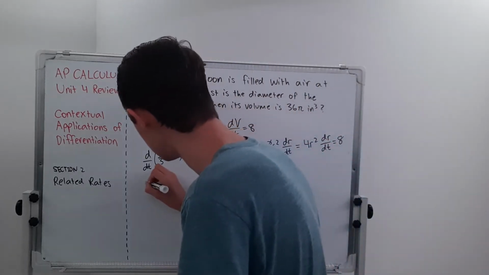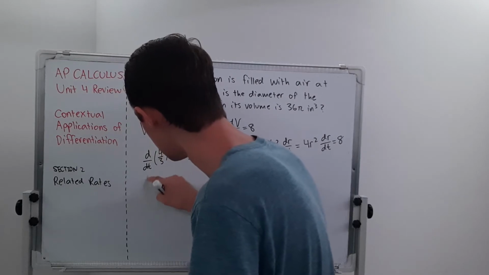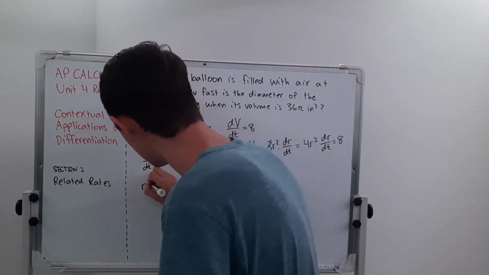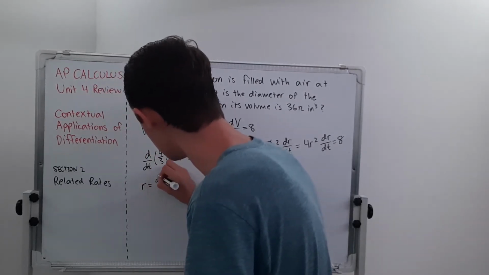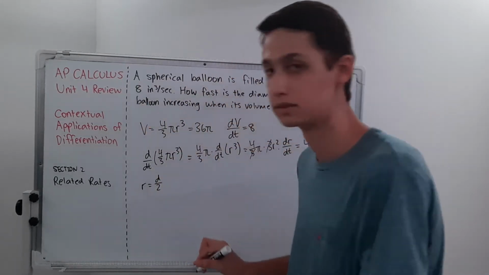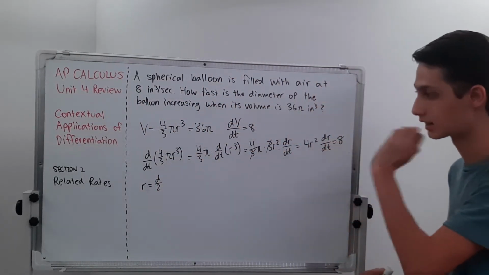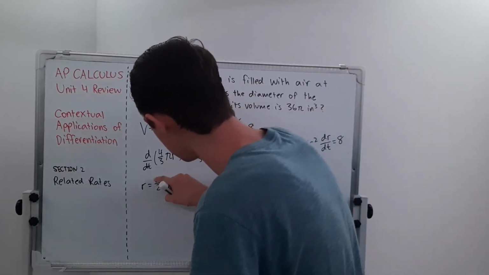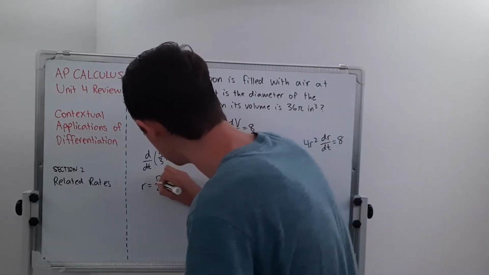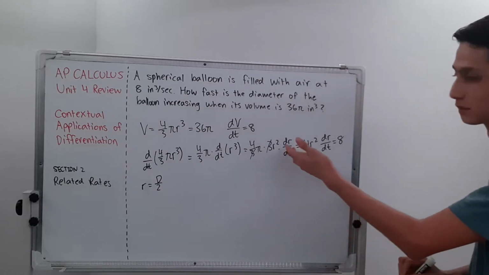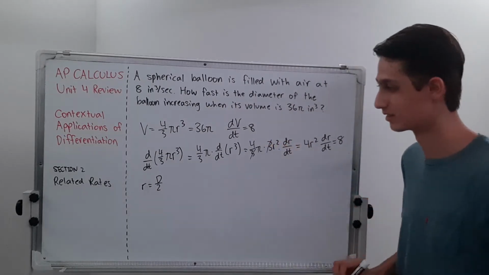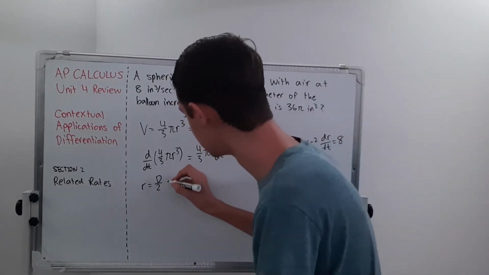Let me make this note. Since r is just the diameter over 2, that's just the rate of the diameter over 2. Actually, let me call the diameter capital D, because I don't want to confuse it with our d's here, with our derivative here. So we're going to call that D over 2.